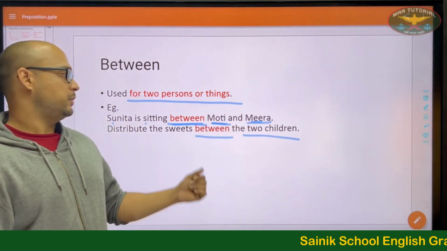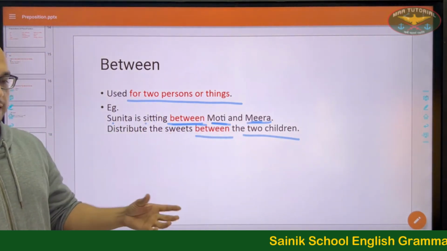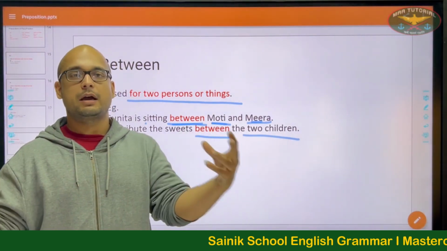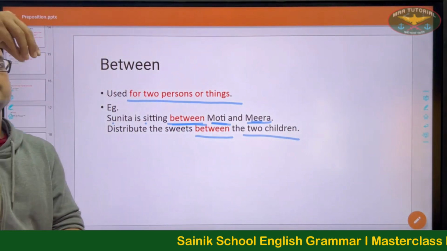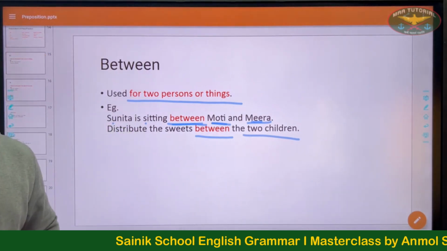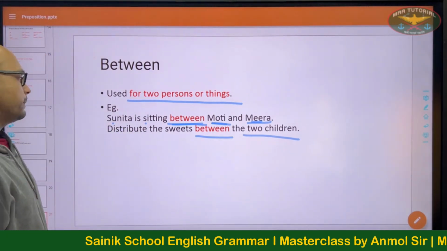Between Moti and Meera. In the middle of Moti and Meera. Sunita is sitting in the middle of Moti and Meera. So Moti, Sunita, Meera. That is how they are sitting. Sunita is sitting between Moti and Meera.